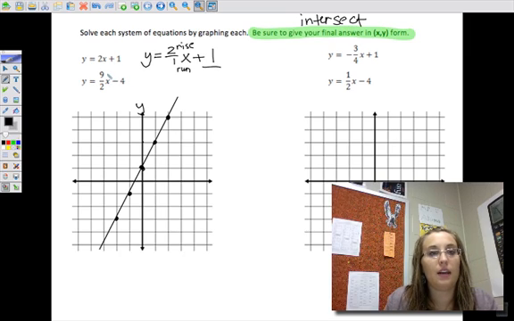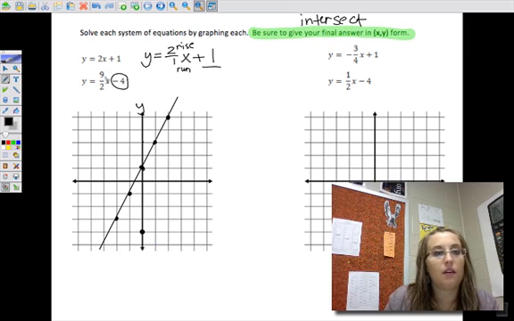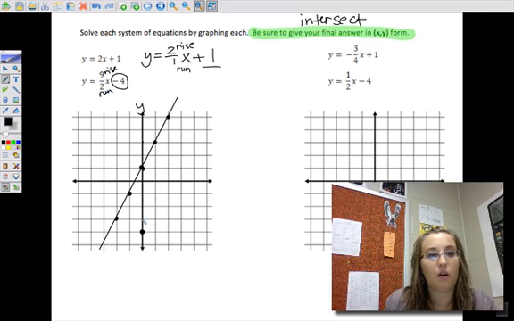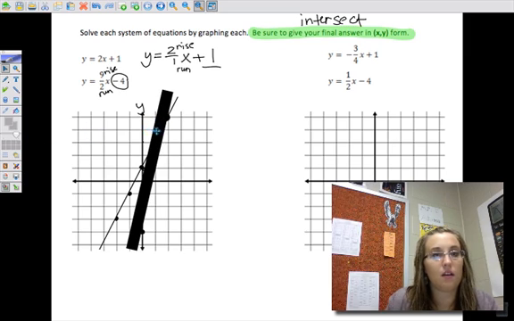Next one, I've got 9 over 2x minus 4. So this says minus 4, so that means my y-intercept is going to be a negative 4. So I'm going to go to my y-axis and go down 4 and make my intercept. Then from there I need to rise 9 and run 2. So I'm going to go up 9 and right 2, and that shows me this point right here. So when I go and I connect them, oh, it continues to make that line thick there. Sorry about that.